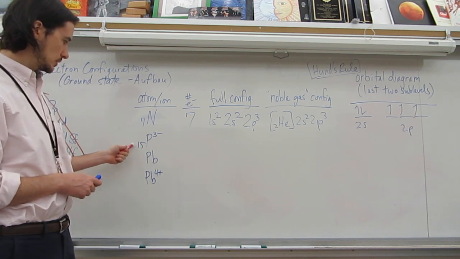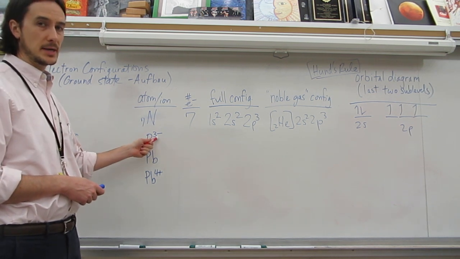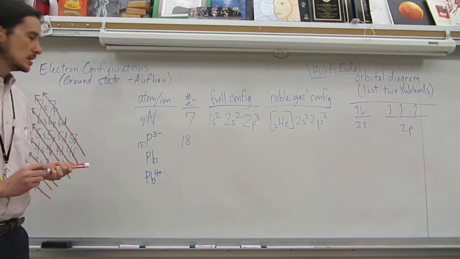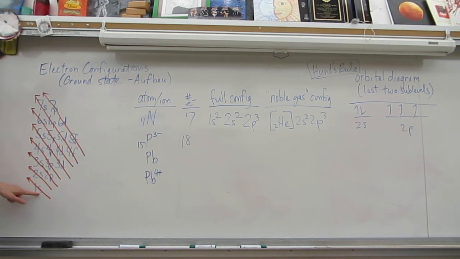And so it has 15 electrons, except it has a 3- charge, so it should have 18 electrons. Full configuration, 2, 4, 6, that's a total of 10, 12, 18.